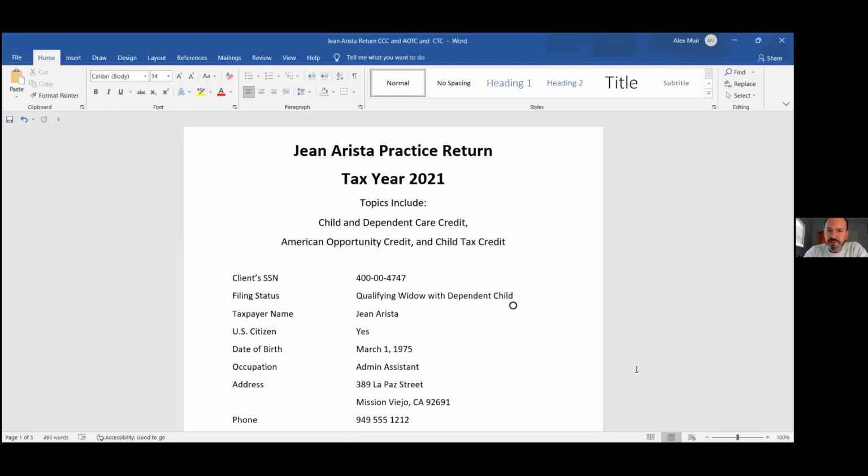So I did make a change here. I don't think it makes a difference as far as the refund, but because I modified this, I want you to go ahead and for Jean, she's a qualifying widow with dependent child. I threw a dead husband into the equation. So go ahead and change the filing status to qualifying widow with dependent child.